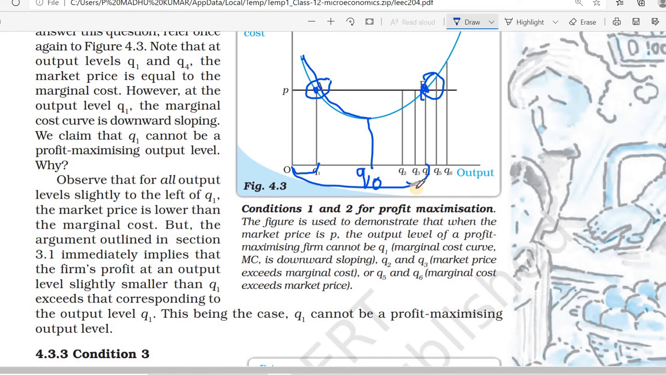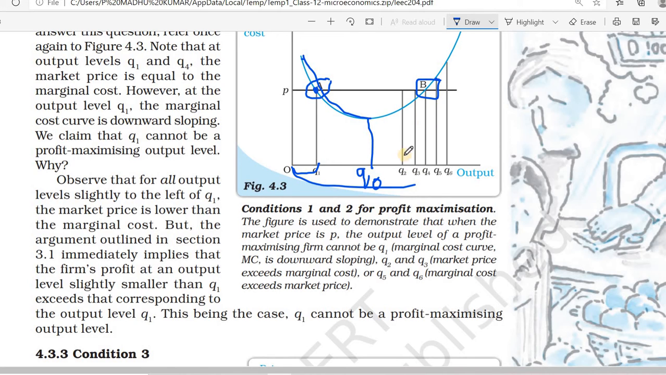When the producer produces the maximum output, only then can he maximize the profit. Here he is producing Q4 quantity of output, and at this point he can maximize the profit. At this point he is maximizing profit, because here MC is increasing, it is upward sloping. For that reason point B is the profit-maximizing point.